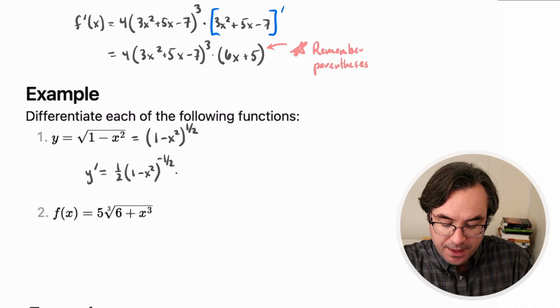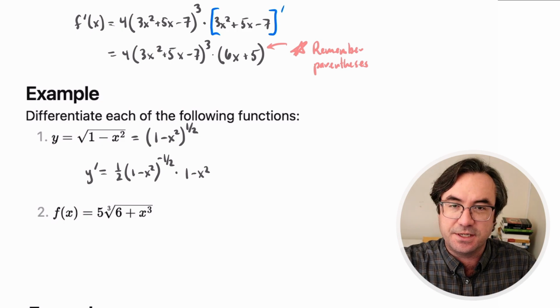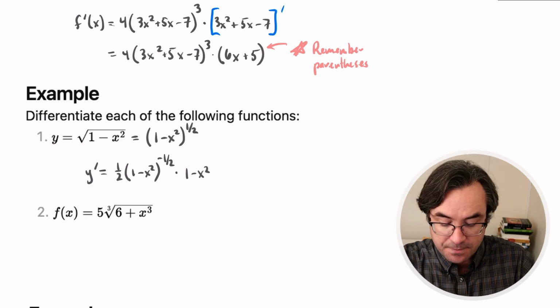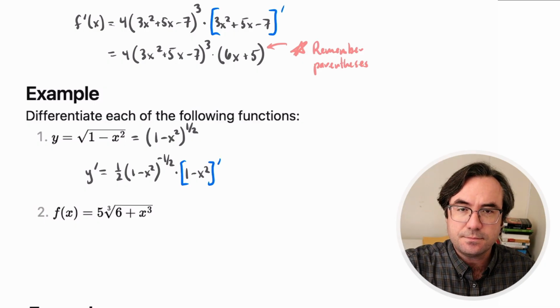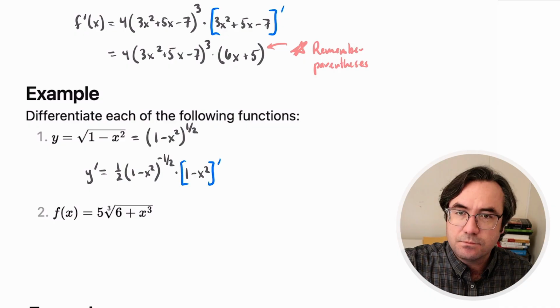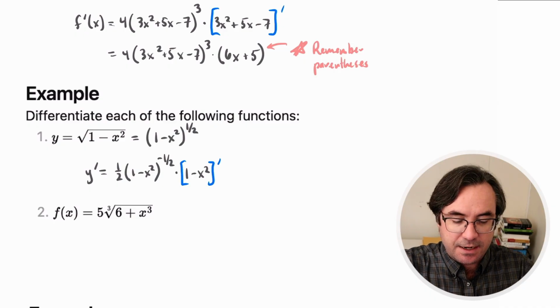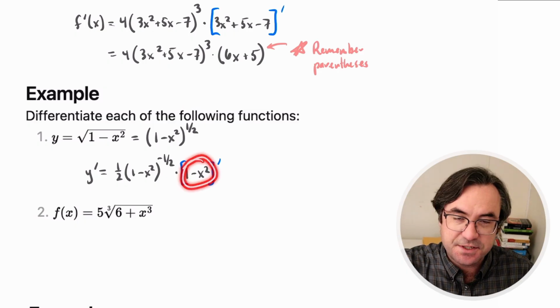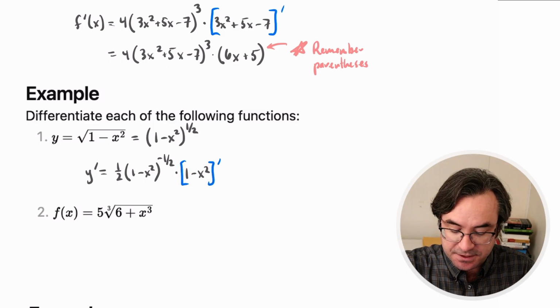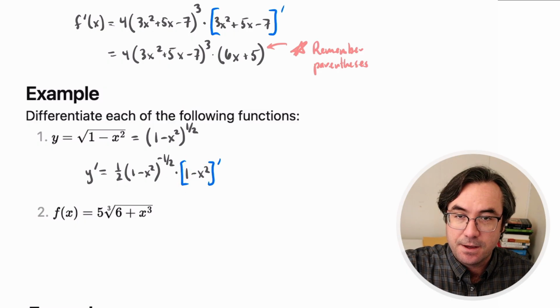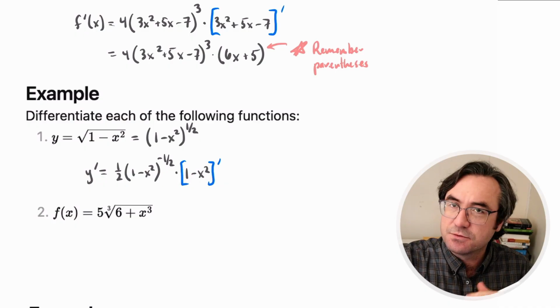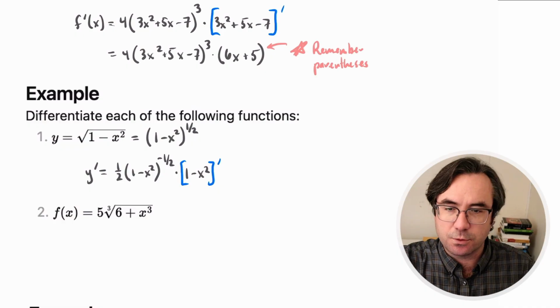Once we're done with that power rule part, we take all the stuff that was inside the parentheses, the 1 minus x squared, and we multiply by its derivative. So then we finish differentiating. Hopefully, this thing we have left to differentiate is a bit easier to do. It's just a polynomial, so we can use our regular rules now.